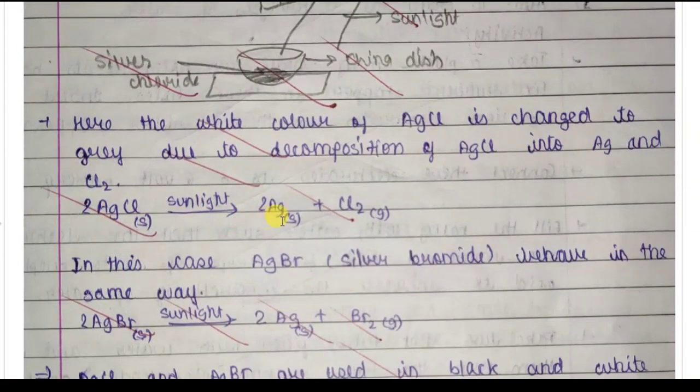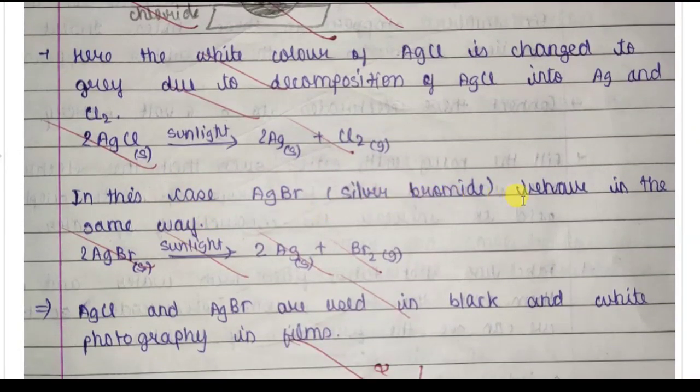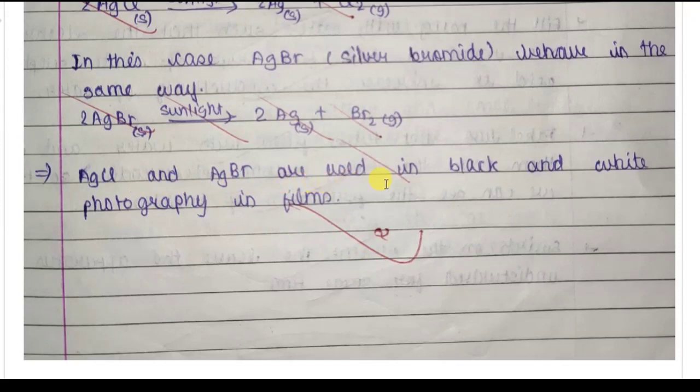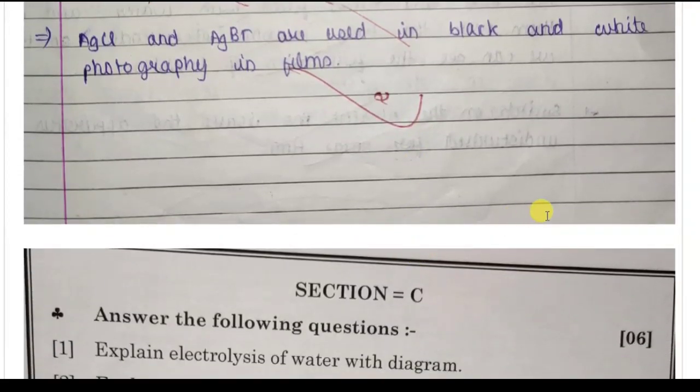2AgCl gives, in sunlight, 2Ag + Cl2. In this case, AgBr, silver bromide, behaves in the same way. 2AgBr gives, in sunlight, 2Ag + Br2. AgCl and AgBr are used in black and white photography in films.